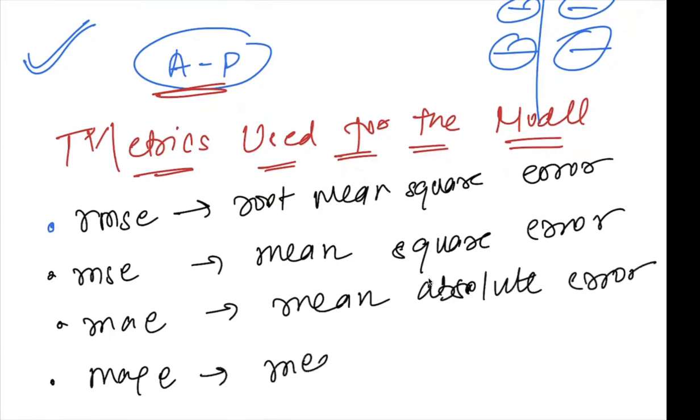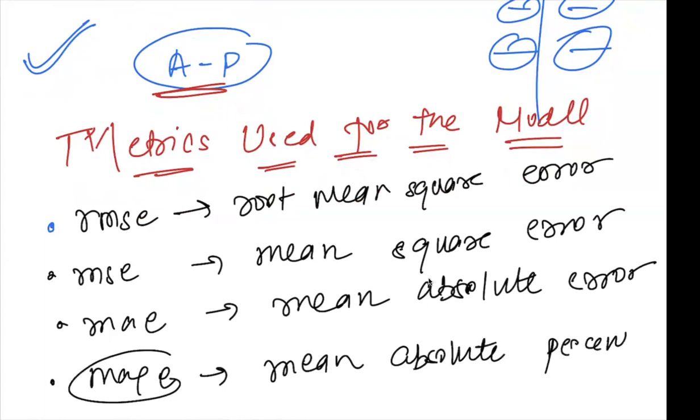MAPE is mean absolute percentage error, something like that. I'm not sure, I have forgotten the full form. Anyone? Mean absolute percentage error. Yes, this is correct, Mehul. Okay, perfect. Mean absolute percentage error.